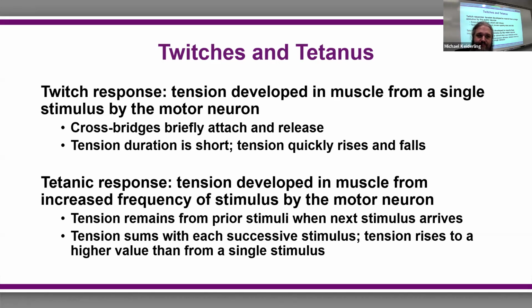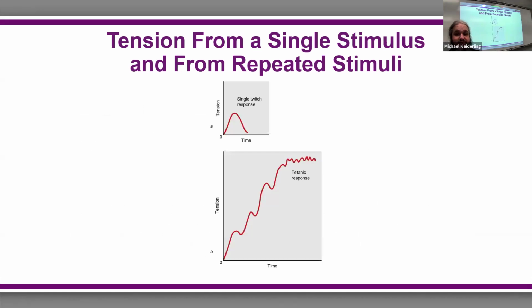So a single pulse from the motor neuron gives you a twitch, and then repeated pulses lead to longer stimulus, greater force. So the tension remains from the prior stimuli when the next stimulus arrives, and they sum with each successive stimulus, and tension rises to a higher value than from a single stimulus.